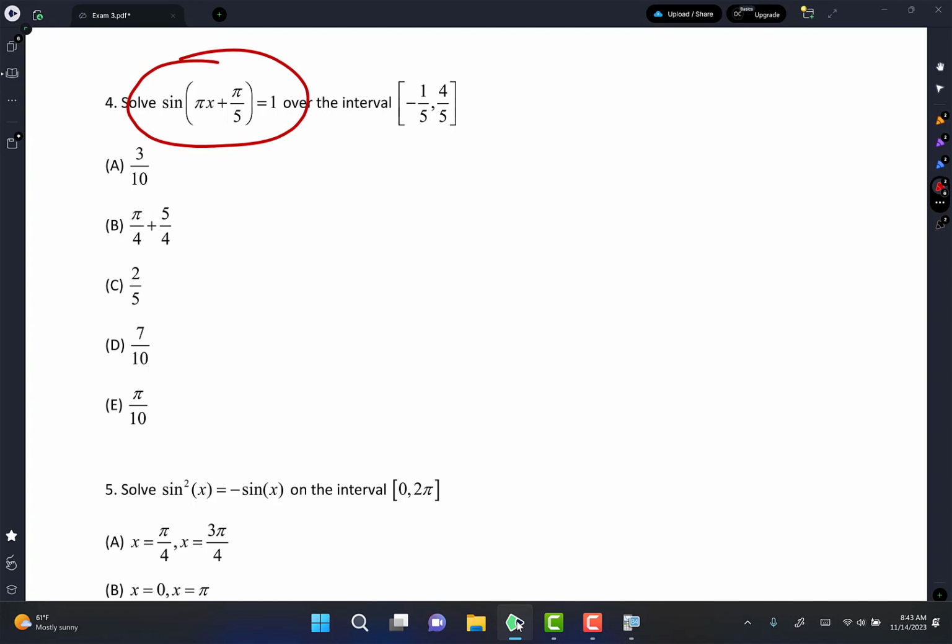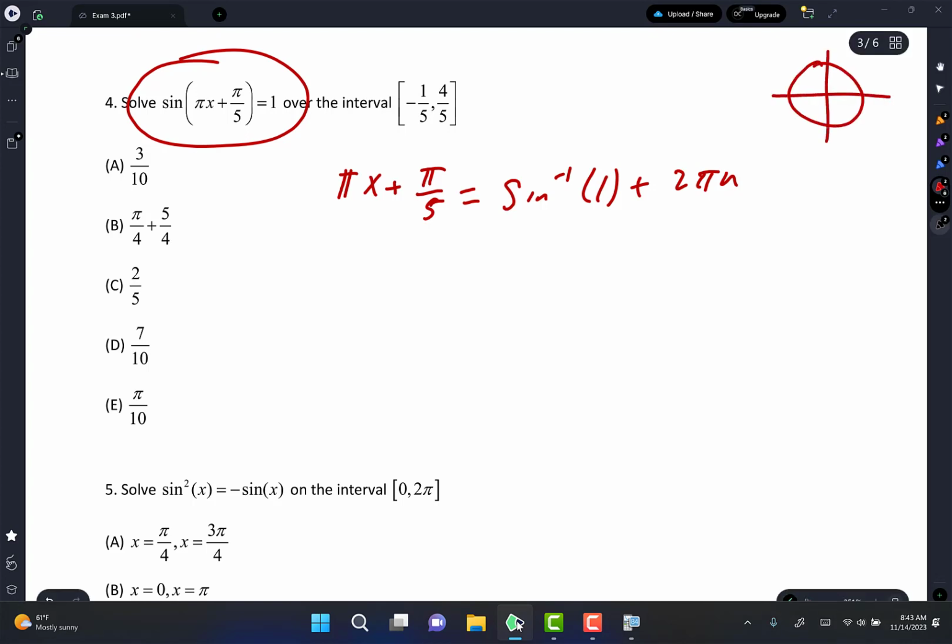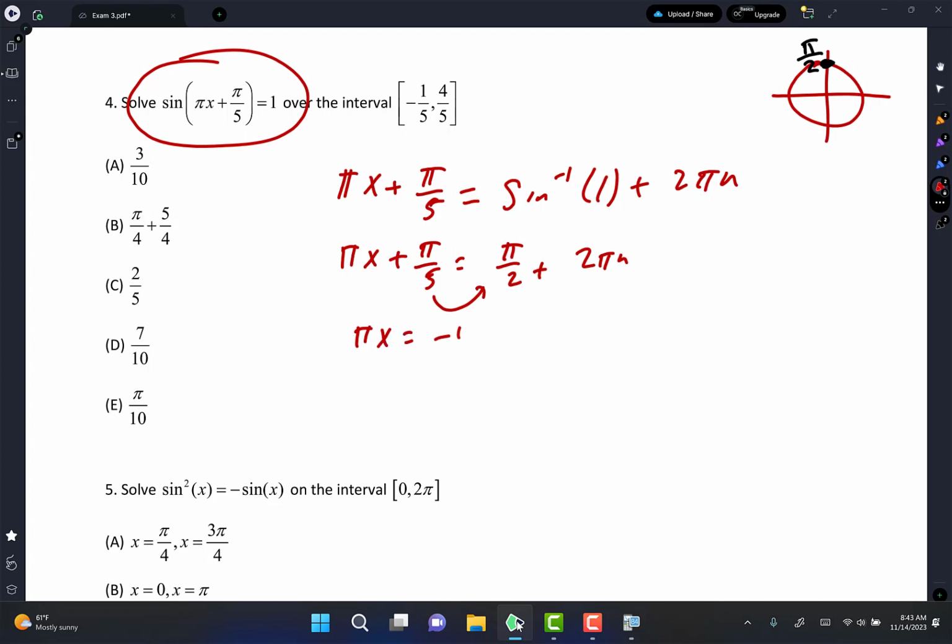All right. What do I do first, guys? Arc? Is that what you said? Okay. If you had that, maybe I gave you a point. I can't remember. On the unit circle, where is sine equal to 1? Pi over 2. So pi x plus pi over 5 equals pi over 2 plus 2 pi n. And then I'm going to move the pi over 5 to the right. So pi x equals negative pi over 5 plus pi over 2 plus 2 pi n.